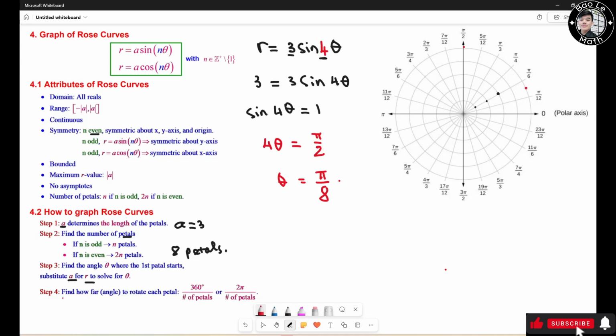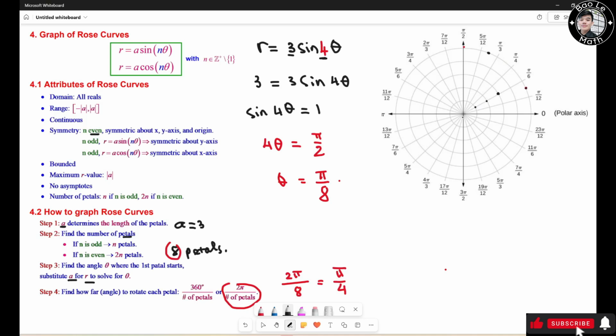Now, step number 4, we need to find how far the angle rotates for each petal. So we're going to use this one: 2 pi divided by the number of petals. The number of petals is 8, so divided by 8, it's going to be pi over 4. So this is the first petal right here, pi over 8. The second petal should be right here, half of this one because pi over 4 is right here.